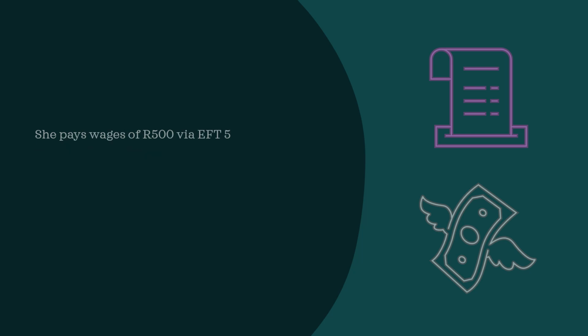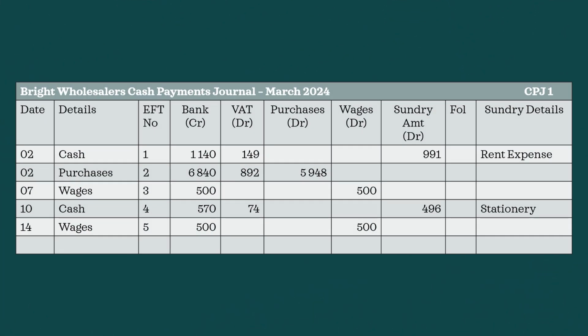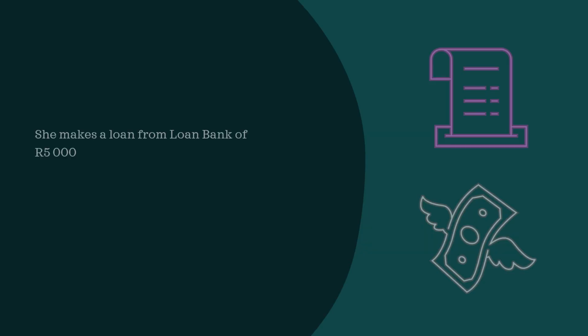Then she pays wages of 500 rand again via EFT number 5. So on the 14th we'll have wages, EFT number 5, bank would be credited with 500, and wages will be debited with 500. Then she makes a loan from Loan Bank for 5,000 rand. Is this a cash receipt or cash payment? So we know she didn't pay that money, so she should have received it.